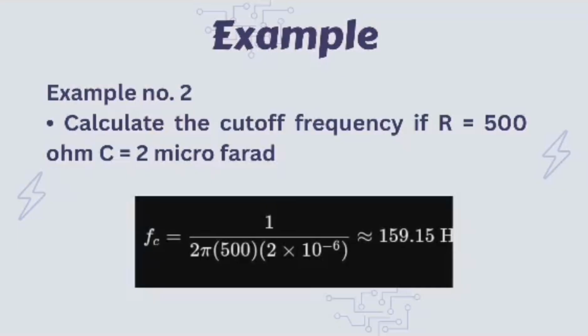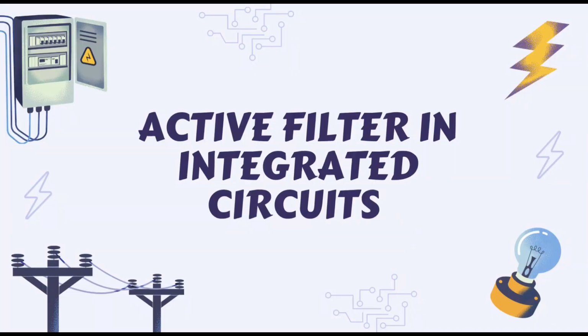Example number 2. Calculate the cutoff frequency if R equals 500 ohm and C equals 2 microfarad. So to solve this problem, we use the formula of cutoff frequency, which is Fc equals 1 over 2 pi RC, where ang resistor na to kay 500 ohms, nya ang capacitor to ay 2 microfarad. After na to substitute sa mga values, nakakuha tag result nga 159.15 Hz.